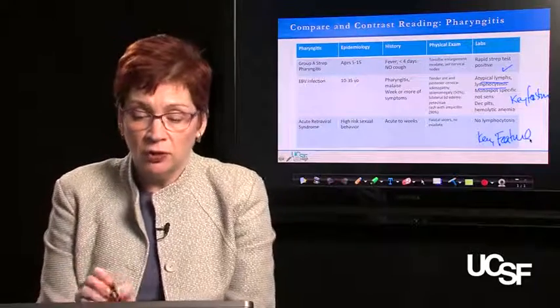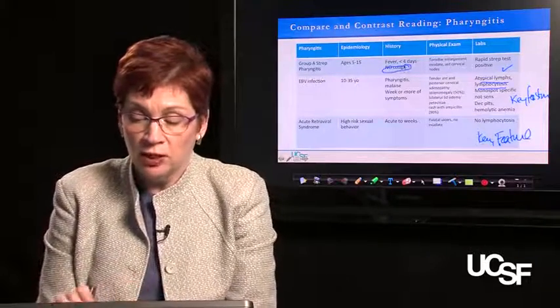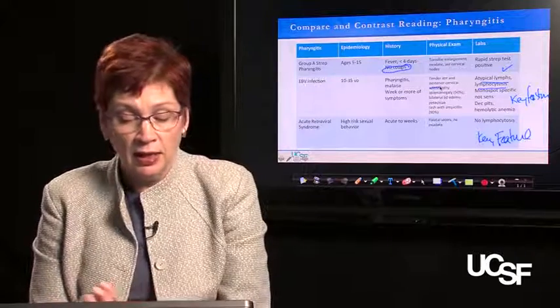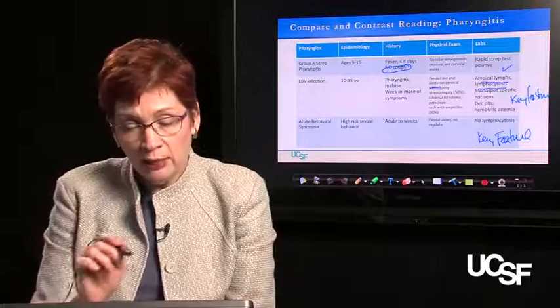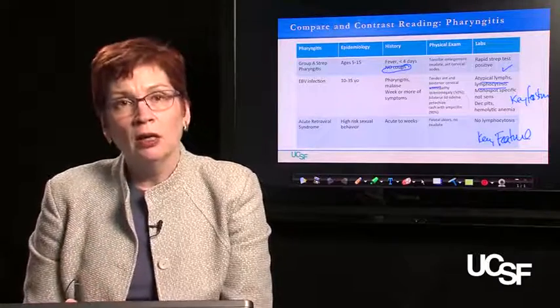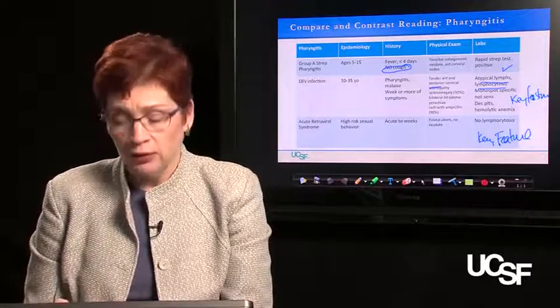But we've had some other key features. No cough: group A strep pharyngitis. Posterior cervical adenopathy: Epstein-Barr virus infection. So that's what a compare and contrast reading chart completely filled out accurately would look like.